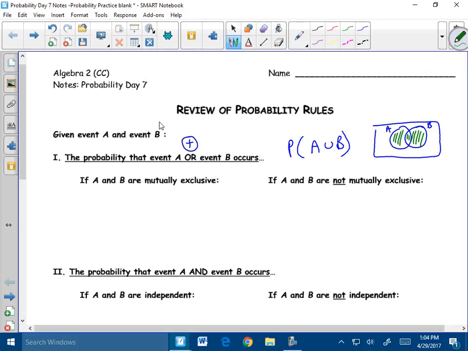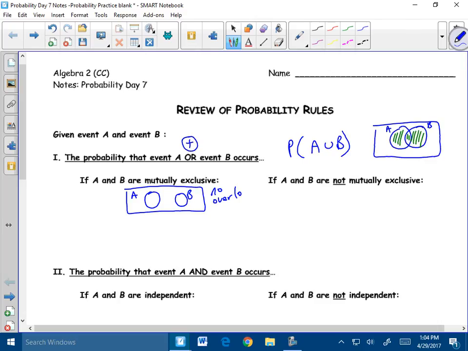Okay, now they've broken it down into mutually exclusive and not mutually exclusive. The answer actually ends up coming out to be the same either way, but it's good to talk about the difference there, and to remind you what mutually exclusive means. Mutually exclusive means that our sets have no overlap.